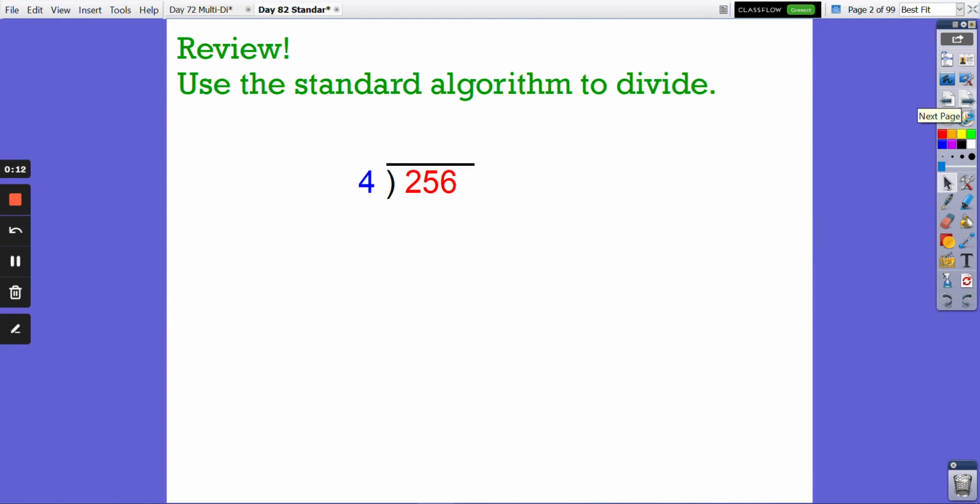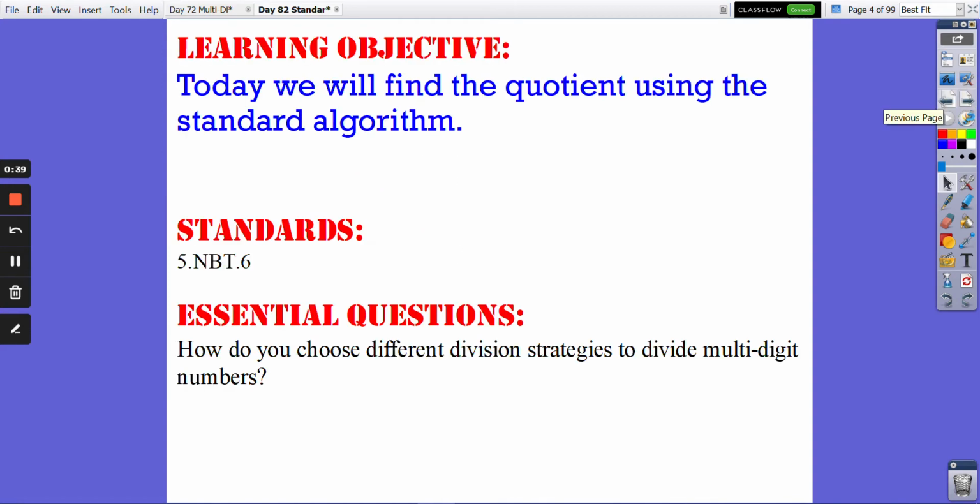So let's review. 3-digit by 1-digit division using the standard algorithm. Go ahead and pause the video and solve. Okay, you should have gotten 64 as your quotient. You will find the quotient using the standard algorithm.